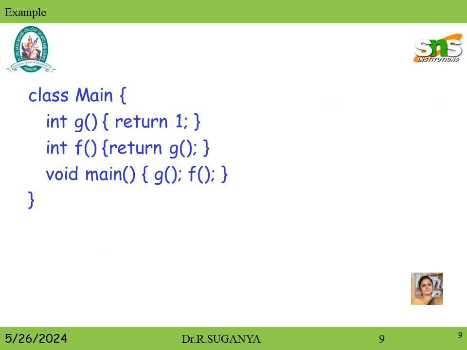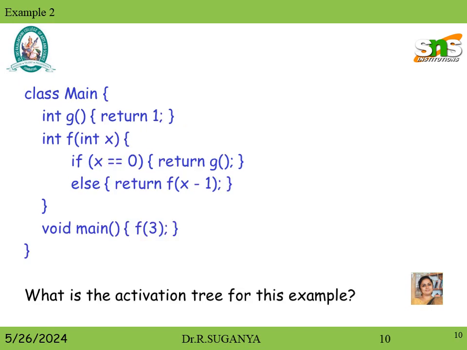Consider a class with a main function, which has a G function and an F function, which returns 1 and G. So the void main function calls G and F. The main function has G, F, and F again has G functions. So what is the activation tree for this example? In the F function, if x equals 0, then it returns the G function, else it returns the F function.